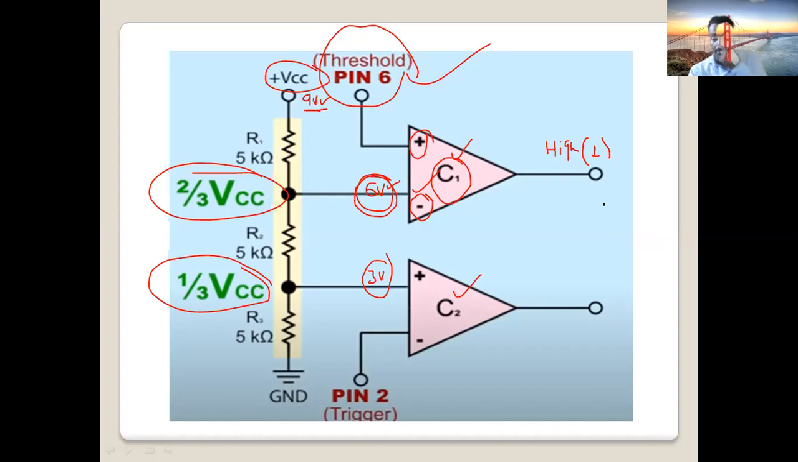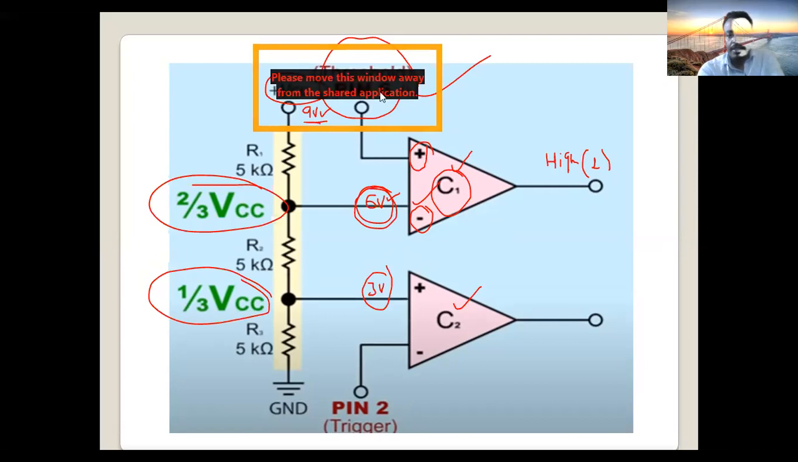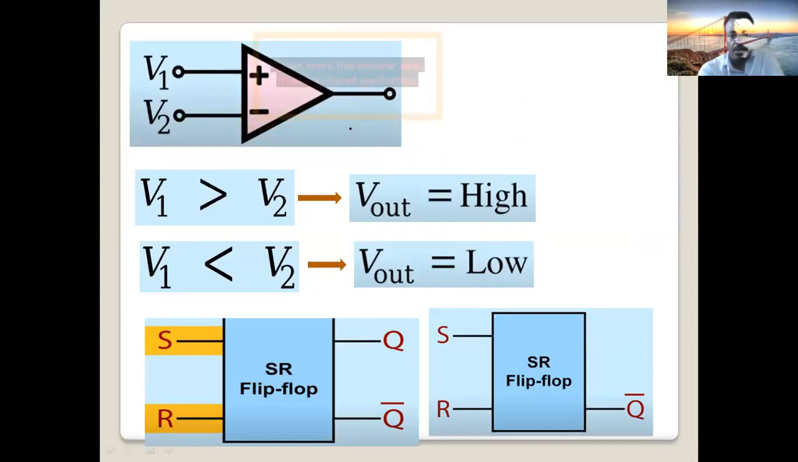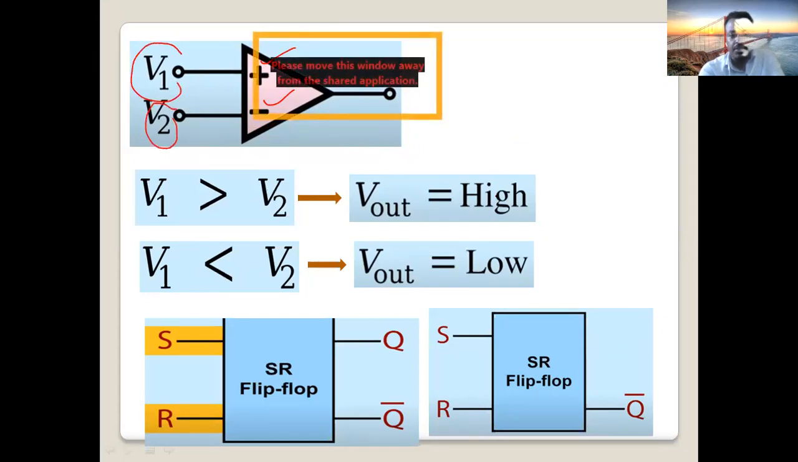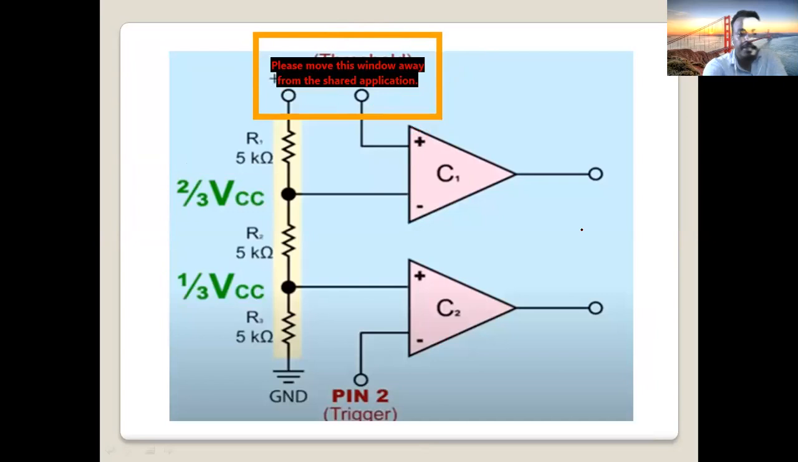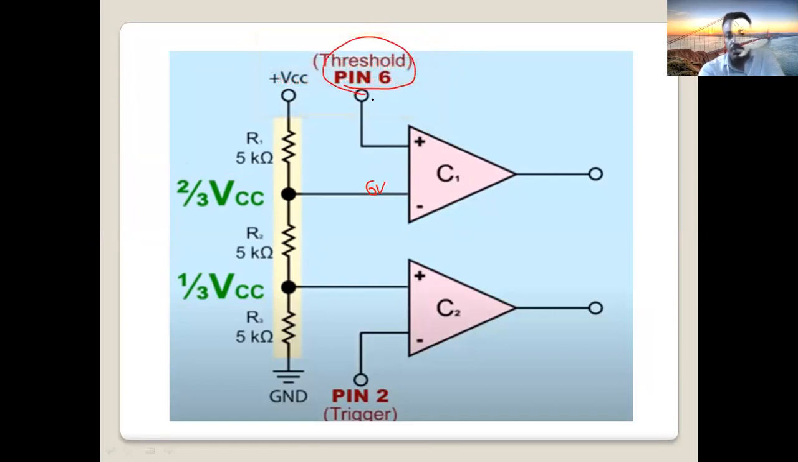For comparator one to give us output one, what will be the condition? The condition will be, compare these two voltages. Look here, compare these two voltages, plus and minus, V1 and V2. If V1 is greater than V2, it will be high. If V1 is less than V2, it will be low. Similarly here, we have 2/3 of VCC, which comes from the voltage divider, the first part. How much voltage do we get? 6 volts. So what is the second input? It is our threshold, pin number 6.